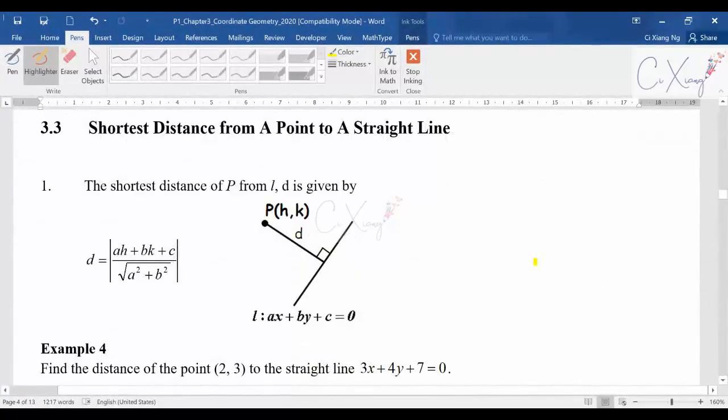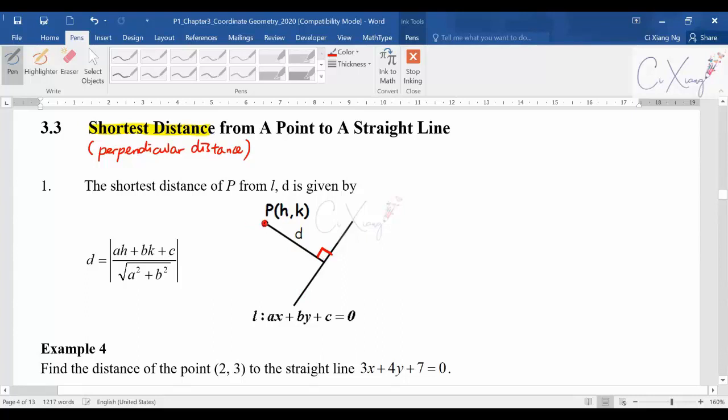Sometimes you will need to calculate the shortest distance from a point to a line. The shortest distance has another name. We also call it perpendicular distance. We call it perpendicular distance because generally, the shortest distance always appears at 90 degrees from the point to the line. So it is 90 degrees to each other.